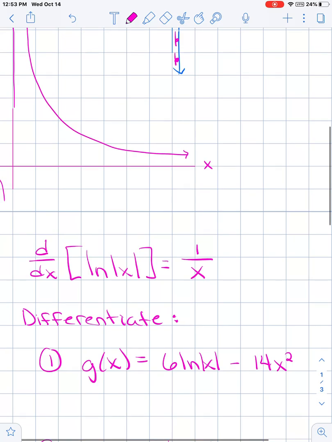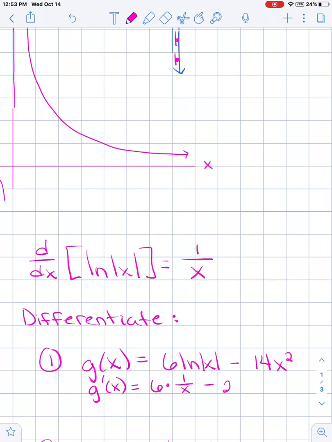If I give you a function like this one, and I ask you to find the derivative of it, we're going to do this like you would on any other. You're going to find the derivative of each part separately. So in this first one, g prime of x, the 6 is just a coefficient. So it's 6 times whatever the derivative of the natural log of x is. Well, that's something we just found. We know that the derivative of the natural log of x is 1 over x. And this next one just requires the power rule, so that's 28x. If we simplify that first expression, that's 6 over x minus 28x.